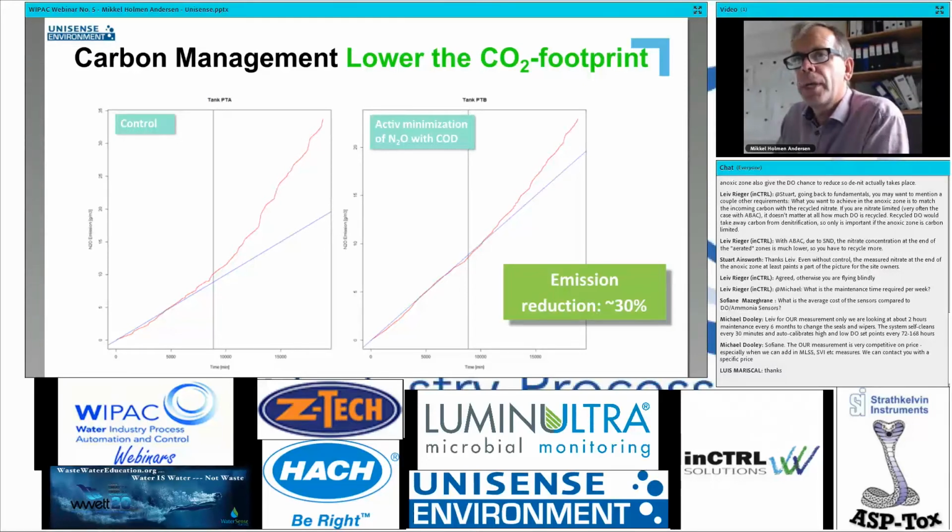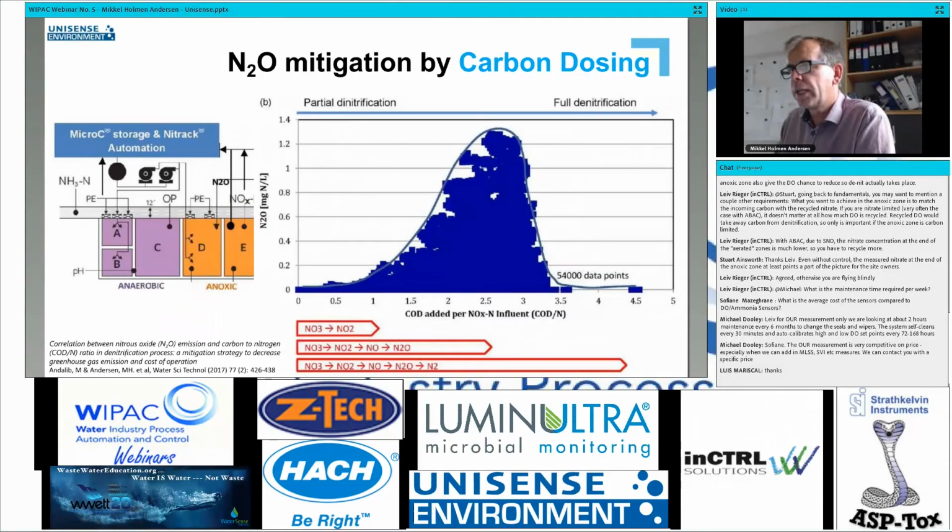And this is also shown in a case here in the US where they dose Micro C, which is a complex COD mixture. And here you can see a really beautiful correlation between nitrous oxide and the stoichiometric need of carbon per N turnover. And that is actually around 3.5. And the moment that we hit that ratio in dosing of carbon, then the nitrous oxide completely disappears, because then we enable a full denitrification. So one way to use our sensor is actually to control COD dosage.